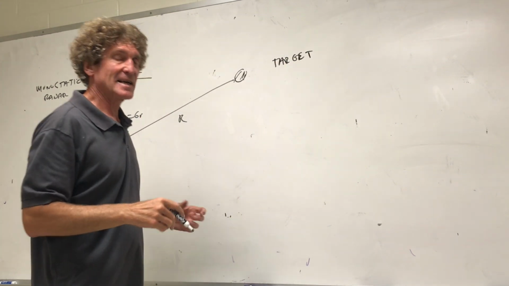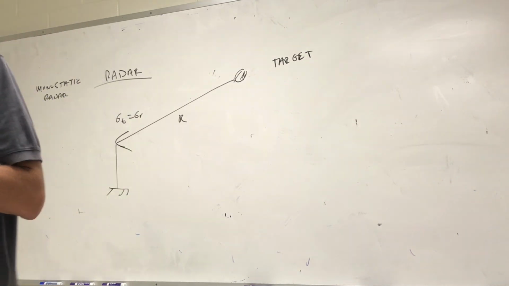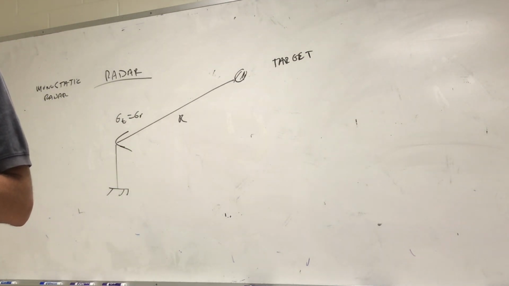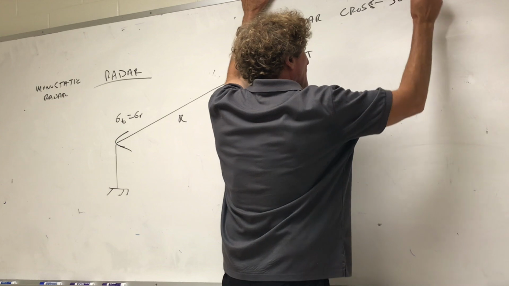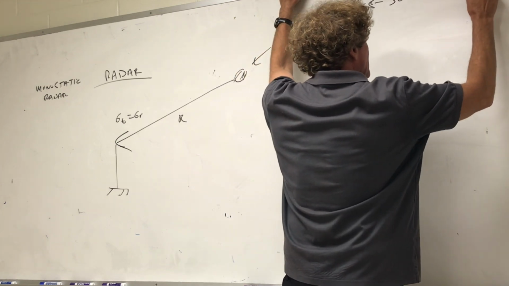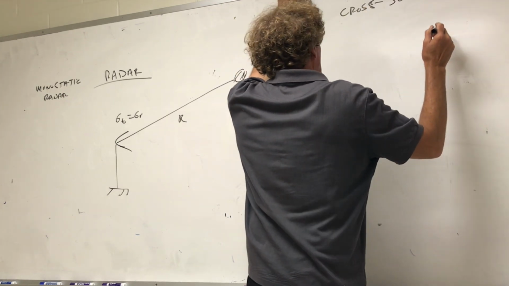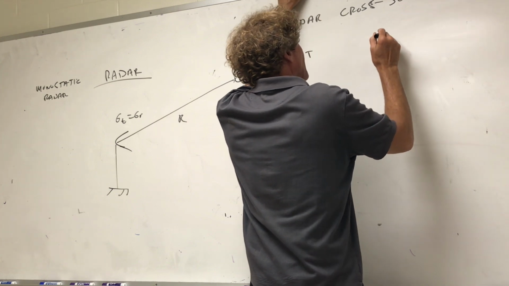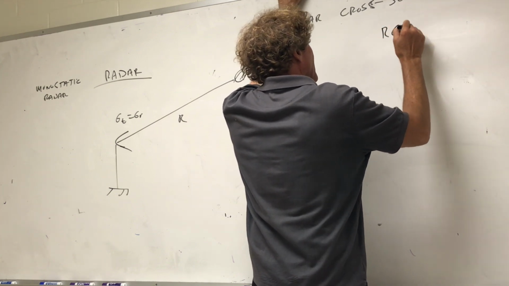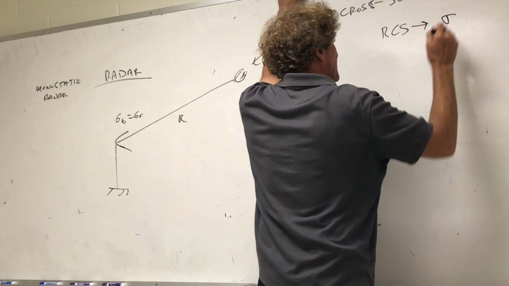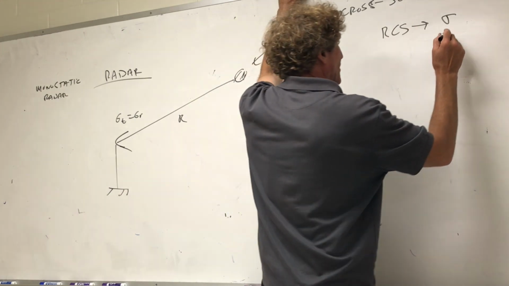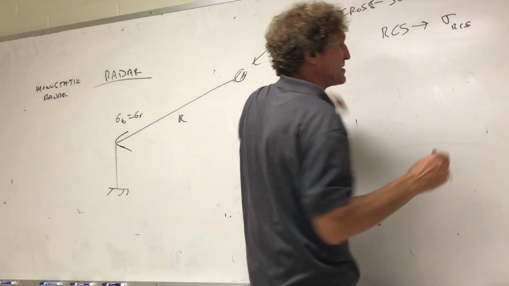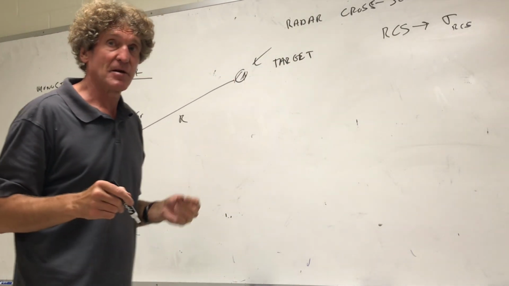Now the target has a certain electrical size. The electrical size is exactly likened to the aperture. It's in meters squared. It's called the radar cross-section, often abbreviated RCS. The symbol is sigma, which I'm not crazy about, but you can call it sigma RCS, because we use sigma for conductivity all the time, right?